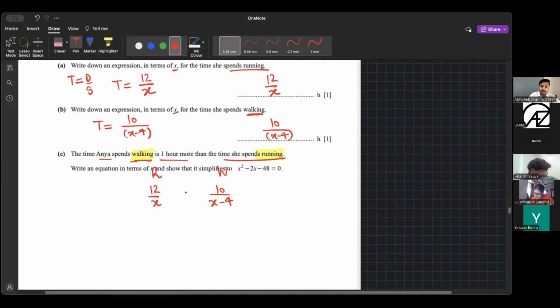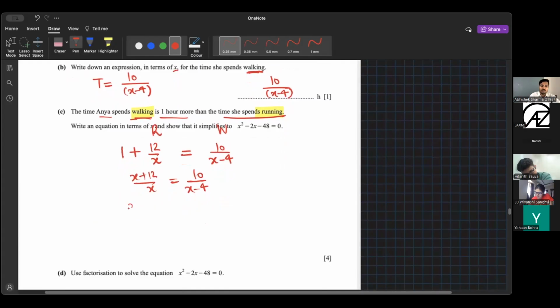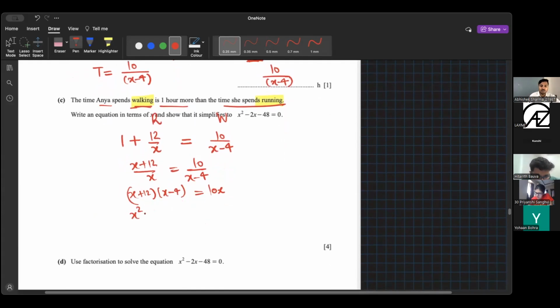So if we want to equate them, we have to add 1 hour extra to the running, right? And now we can simplify. So this will become x plus 12 upon x, that is equal to 10 upon x minus 4. Now do the cross multiplication. X plus 12 multiplied by x minus 4 is equal to 10x. This will become x square plus 12x, minus 4x minus 48, which is equal to 10x.